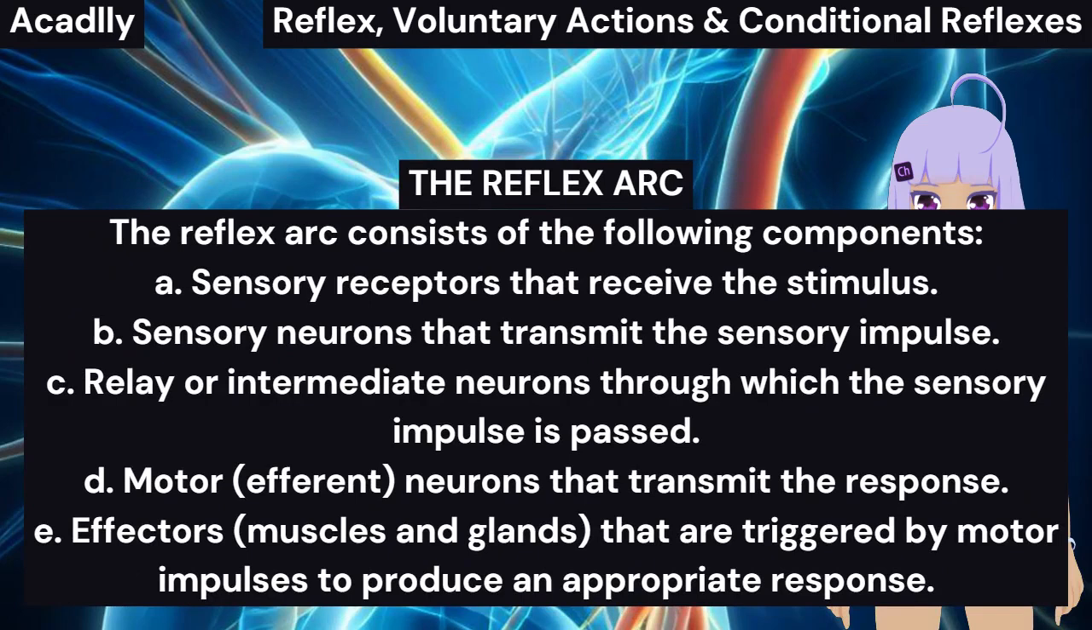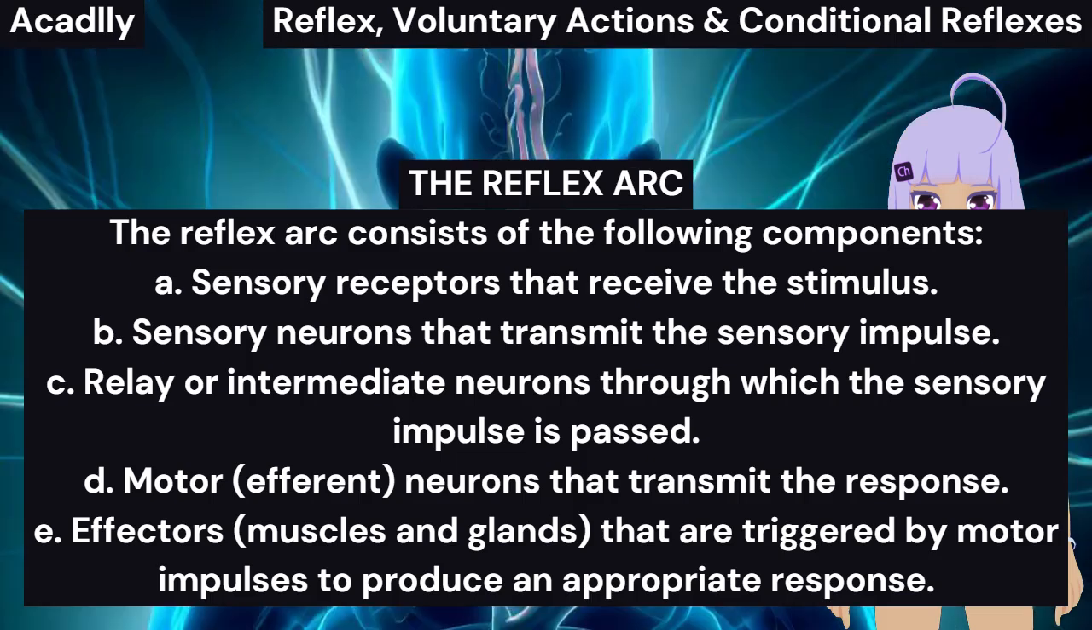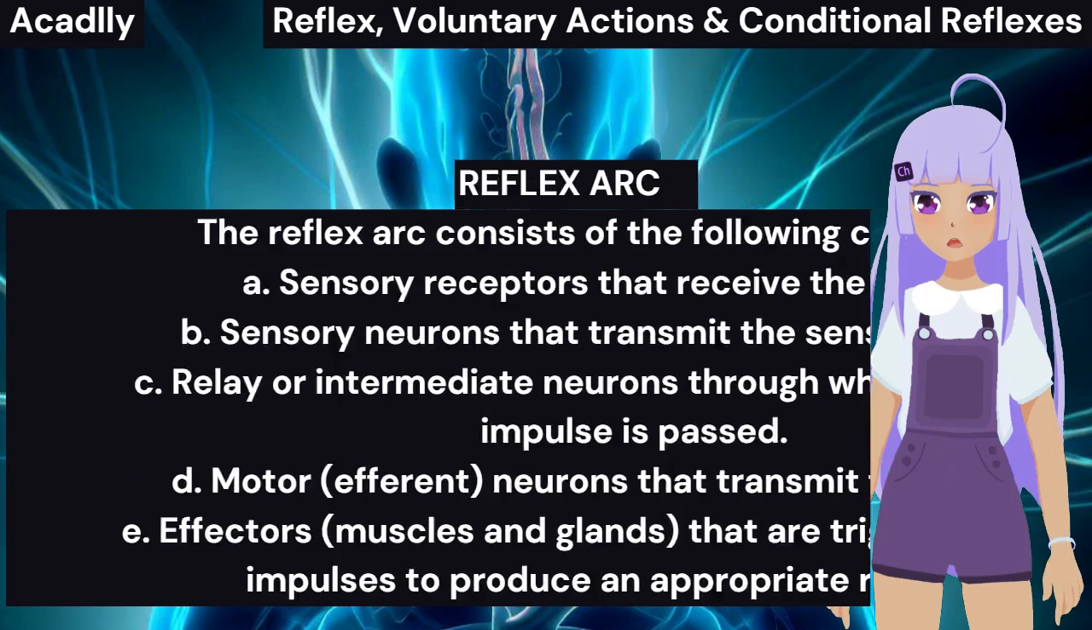The reflex arc. The reflex arc consists of the following components: A. Sensory receptors that receive the stimulus. B. Sensory neurons that transmit the sensory impulse. C. Relay or intermediate neurons through which the sensory impulse is passed. D. Motor, efferent, neurons that transmit the response. E. Effectors, muscles and glands, that are triggered by motor impulses to produce an appropriate response.